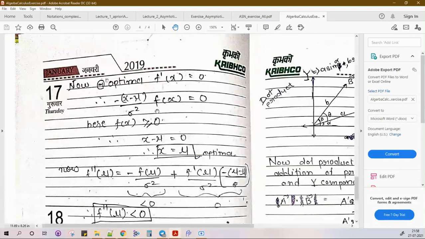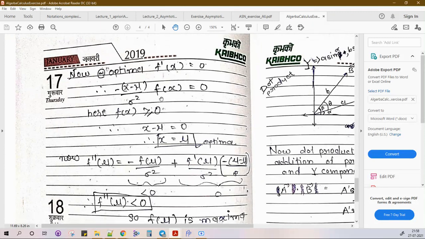Now for the optima, what we need is f dash x equal to 0. Yesterday we discussed, right? The differentiation would be 0 at the maxima or minima, basically optima, right?